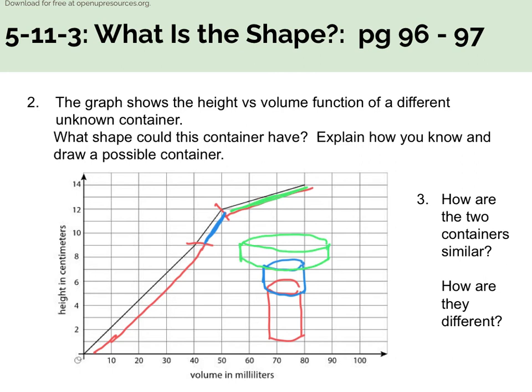Let's answer the question, how are the 2 containers similar? How are they different? Both containers are made up of cylinders stacked on top of each other. Again, we're answering this question between number 1 and number 2. Both have different cylinders stacked on top of each other, but the first one only has 2 and the second one has 3. So they're the same, but different at the same time.